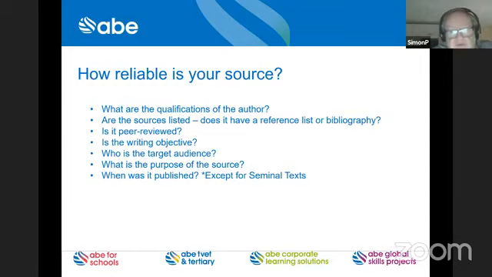And then, what is the purpose of the source? When was it published? However, it's worth noting that certain seminal texts can be quite old. One of our favourite examples is if you're involved in project management, for example, there is something called critical path analysis, and the other one is a Gantt chart, which is essentially breaking a project down into its constituent parts with roles and responsibilities, interconnectivities, and timelines by which a project is due to be completed.